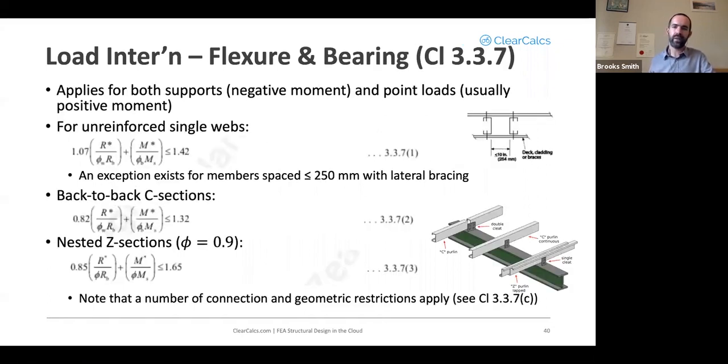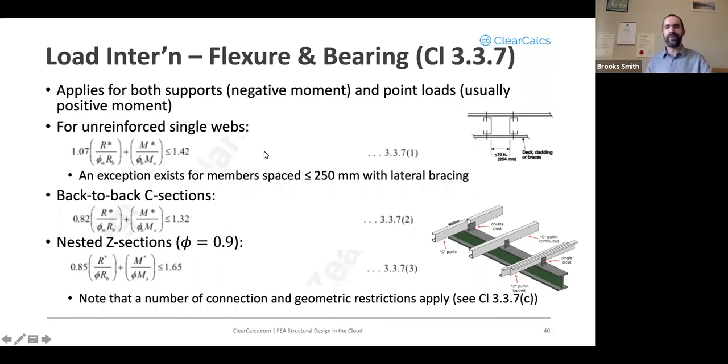So then flexure and bearing. This applies, again, for both concentrated loads at supports. So there's typically a negative moment interaction with the support, and for point loads, typically a positive moment interaction with the point load. So a few different equations here, depending upon the type of section you have. If you have unreinforced single webs, you use this first equation.